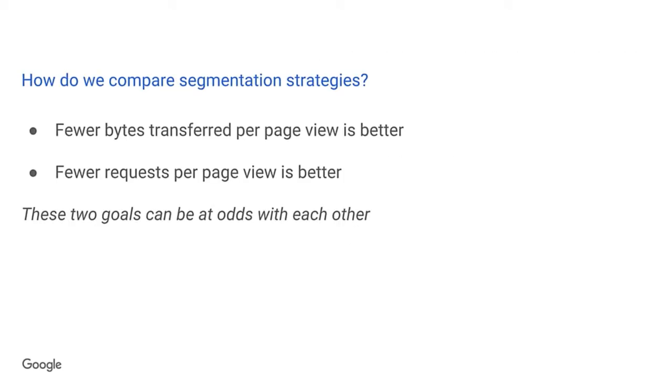Okay, so we've got all of these segmentation strategies. We've got to figure out how to actually compare them to figure out which is better. So we set out a couple of criteria here which we would use to evaluate these. So the first is that we'd like to transfer the fewest bytes possible per page view. Also, we'd like to minimize the number of actual font requests made per page. Unfortunately, you can't have both of these at the same time. They're often in direct odds with each other.